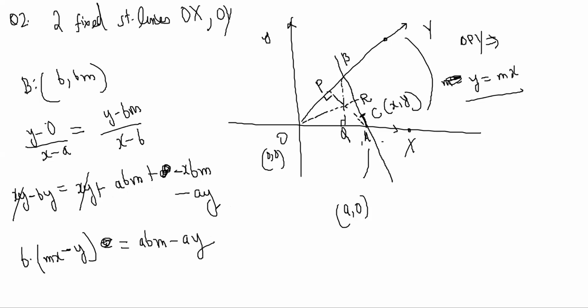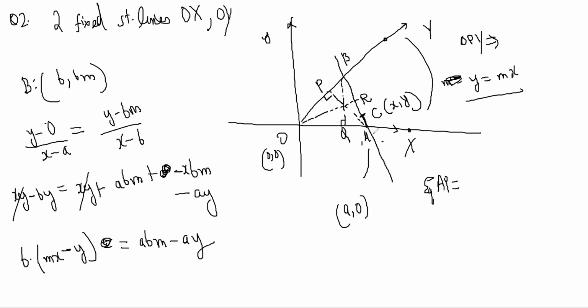Okay, equation of AP. So this was the equation of which line? No, this was the slope of AB, AC and BC, right? Now the equation of A to P would be perpendicular to OB. The slope of OB is just m. The slope of AP then will be minus 1 by m, right?